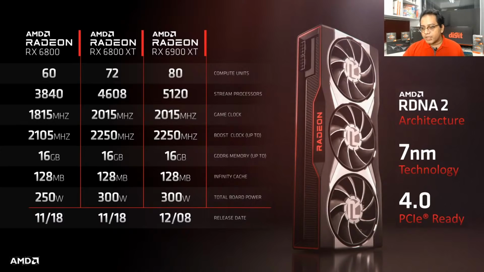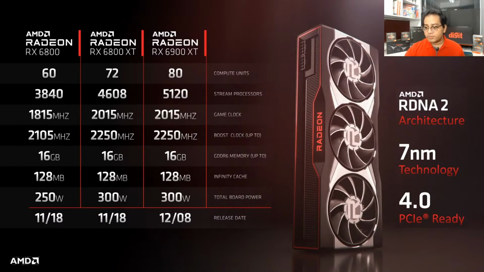Then we have Faraz asking, can you run test games on both rigs to prove the performance? Well, Faraz, you can check out a review on our website. We have reviewed all three cards, that is the 6800, 6800 XT and the 6900 XT, to get a good idea of the performance across the stack of cards that we've tested.